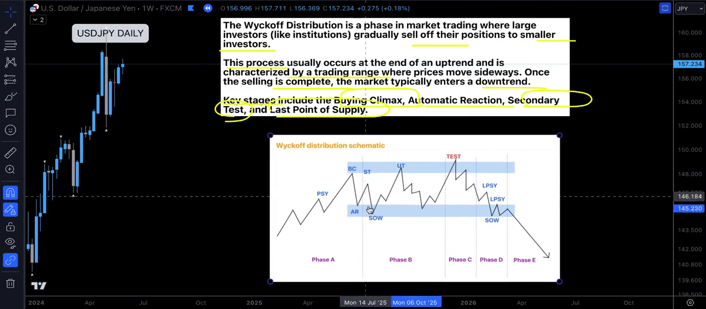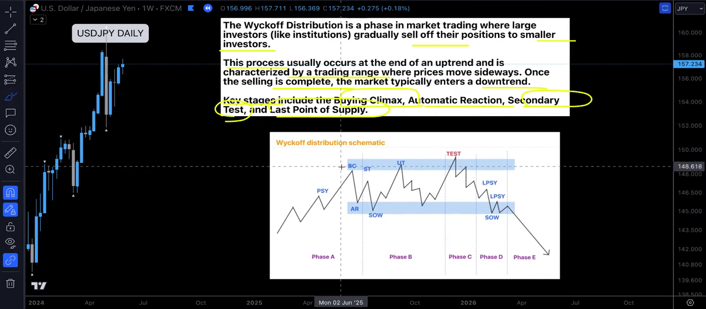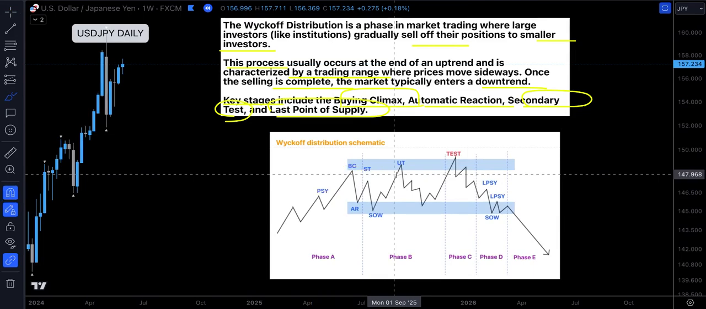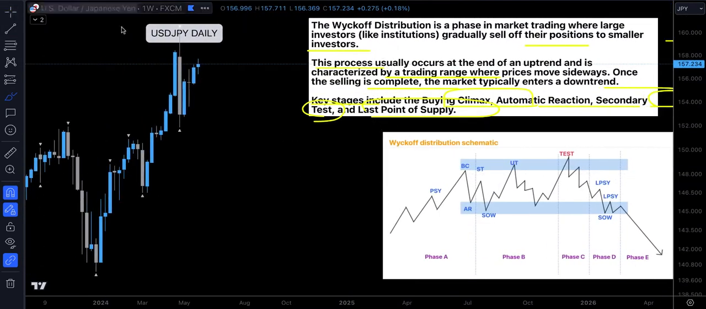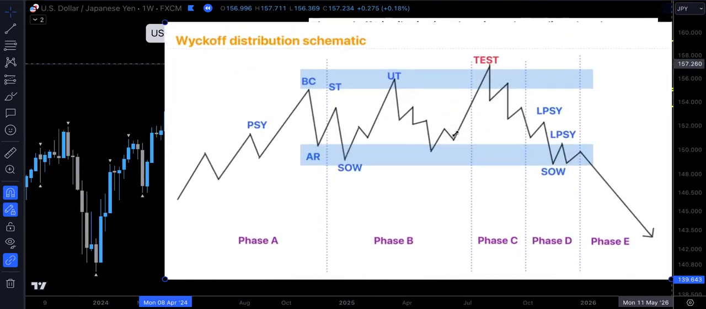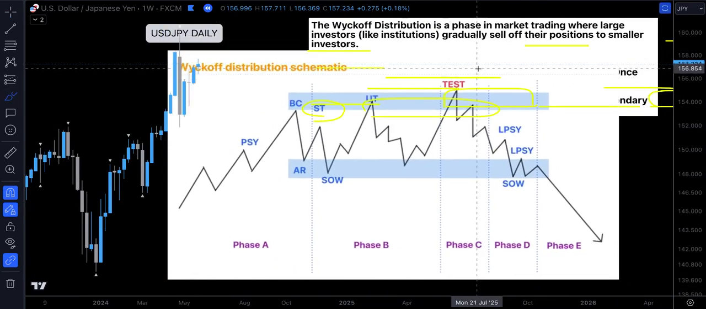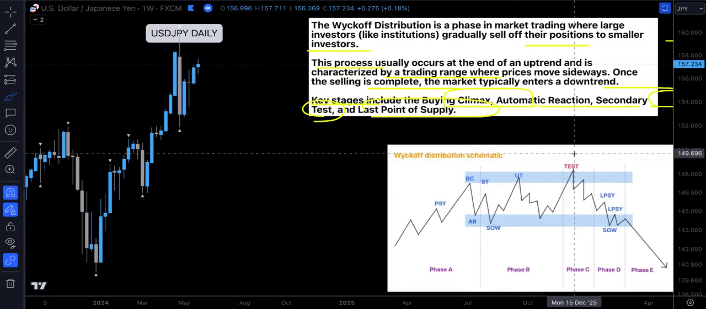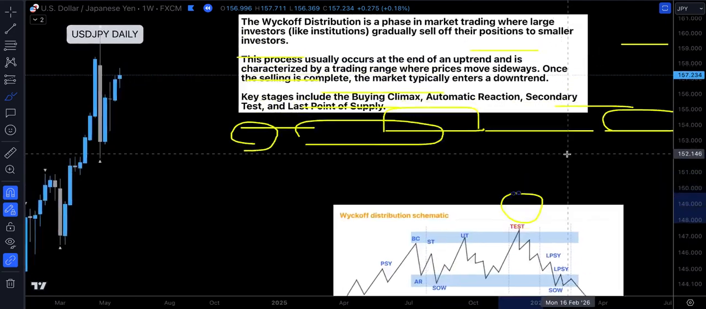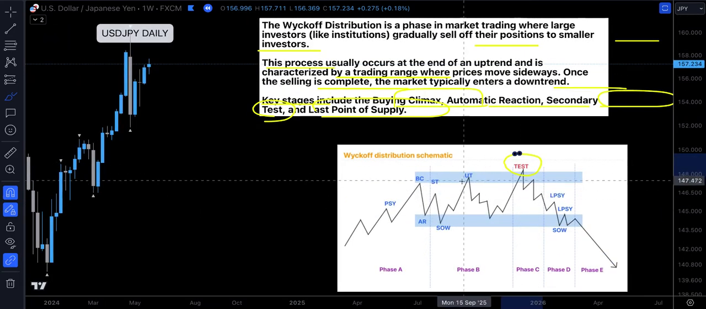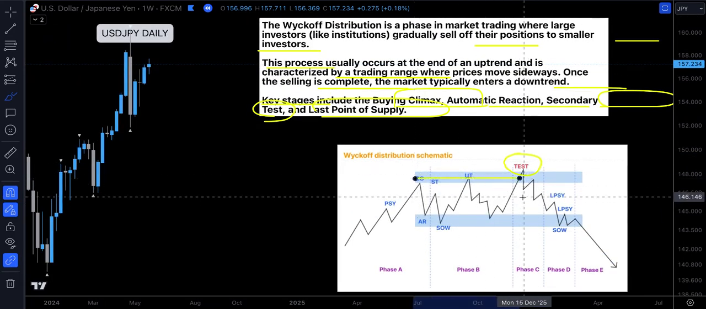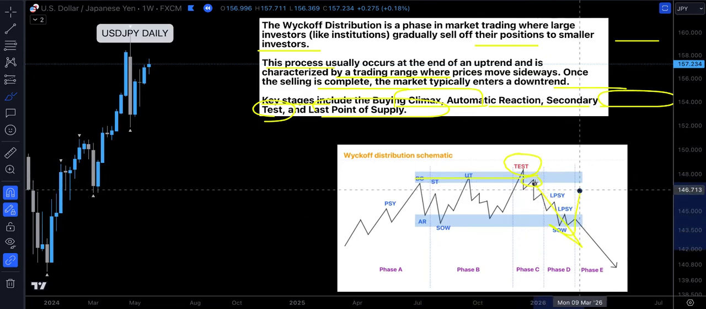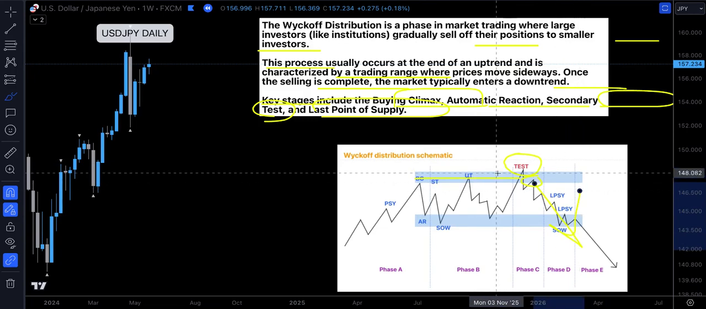In terms of simplicity, you don't really need to know all of these smaller terminologies and abbreviations. The main thing you need to understand is this test area. This is the distribution phase, where the market manipulates above this point of liquidity. Then we deviate back below the range, retest, and then you can look for a continuation to the downside. So that's the basics of the Wyckoff distribution.